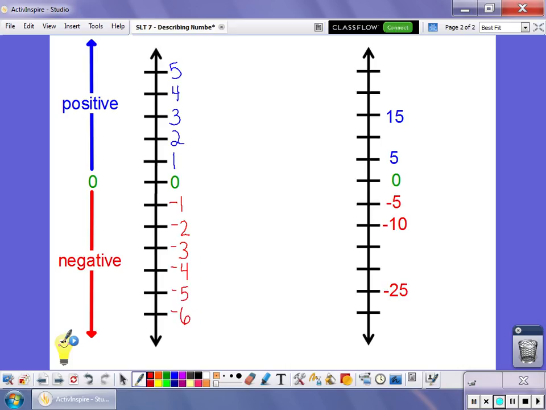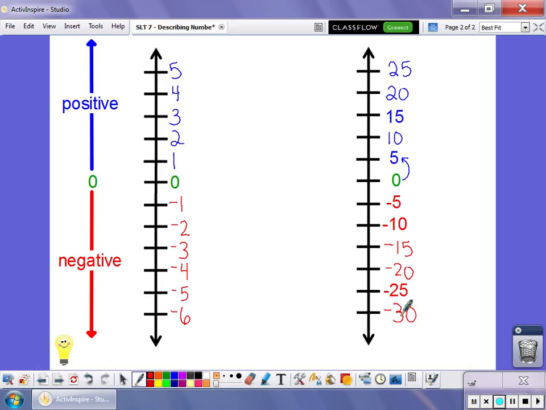And again, the scale doesn't always have to count by 1s. This one's a little different here. We need to figure out, if I start at 0 and I go to my next line, it's 5. So this has an interval of 5. So what we're going to do is count by 5s, and then the next one would be 10, 15, 20, 25. And again, all my numbers above 0 are my positive values. And going down below 0, negative 5, negative 10, negative 15, negative 20, negative 25, negative 30.